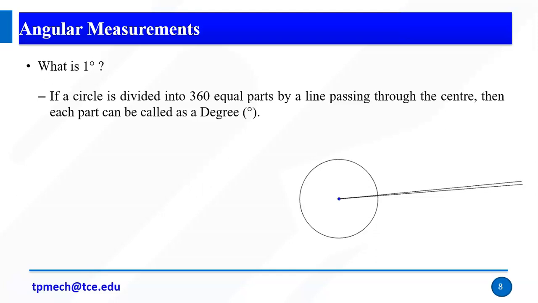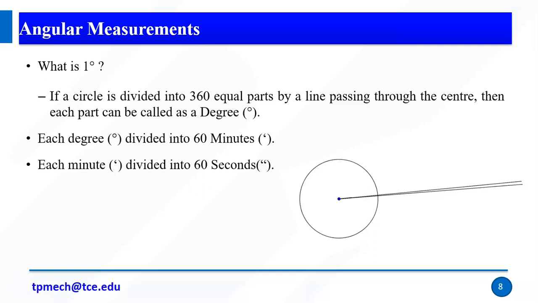So the circle is split into 360 equal segments, and the lines at every segment make an angle of 1 degree. Each degree is divided into 60 minutes, and each minute is divided into 60 seconds. These are the sub-classifications: 60 seconds make 1 minute, and 60 minutes make 1 degree.